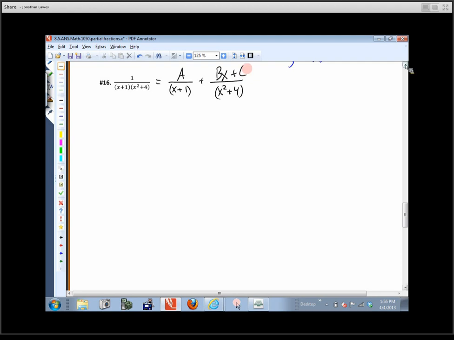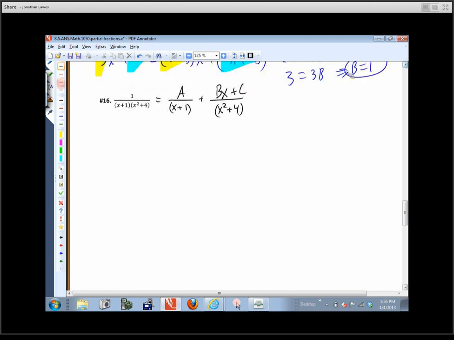All right. Now, the great part about this is, take a good look. We're going to do the same thing that we've always done. I'm going to take this. It's an equation. It's got fractions in it. I don't want the fractions. So we're going to multiply by x plus 1, x squared plus 4.